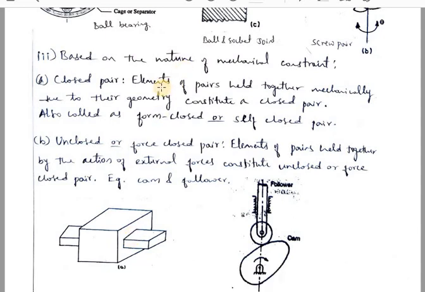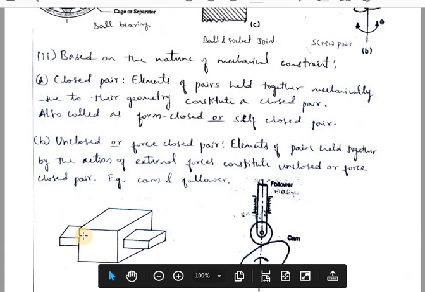You can see the definition once again. Elements of pairs held together mechanically due to their geometry constitute a closed pair. So their geometry is such that because of that geometry only they are held together. So it is called a closed pair.